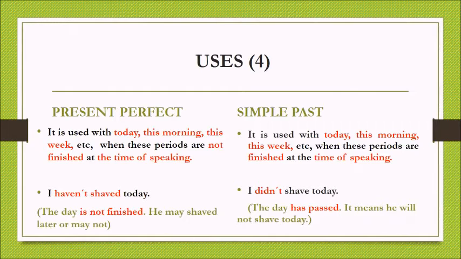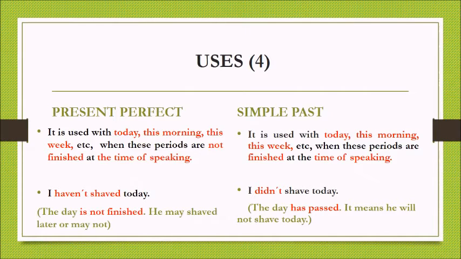Some expressions that we can use with the present perfect are today, this morning, this week, etc. when these periods are not finished at the time of speaking. For example, I haven't shaved today. It means that the day is not finished. He may shave later or may not. It has time.